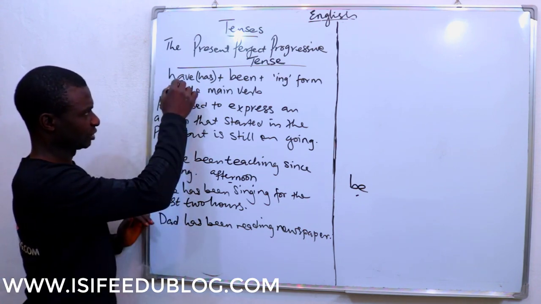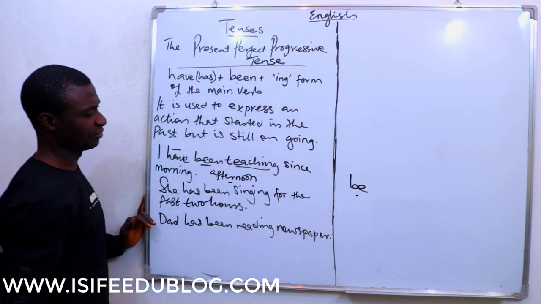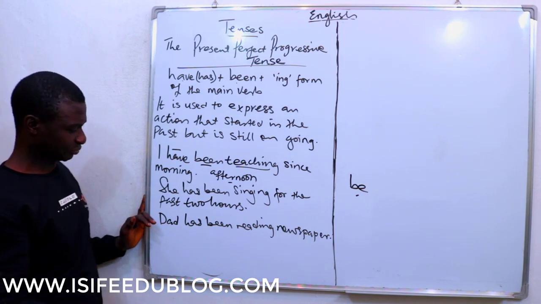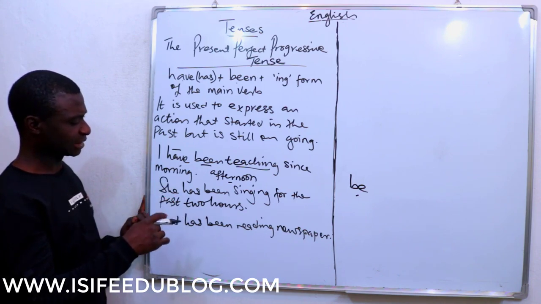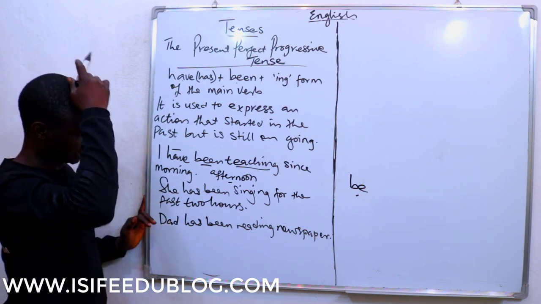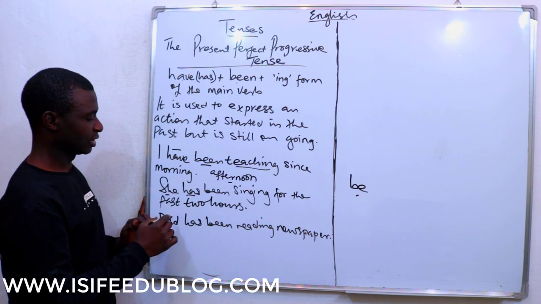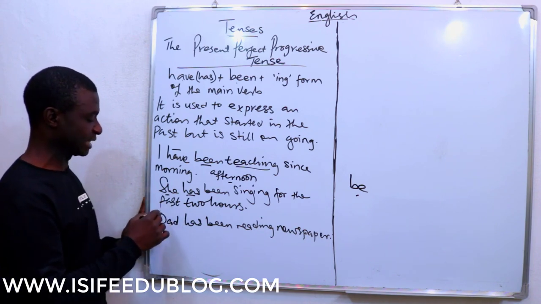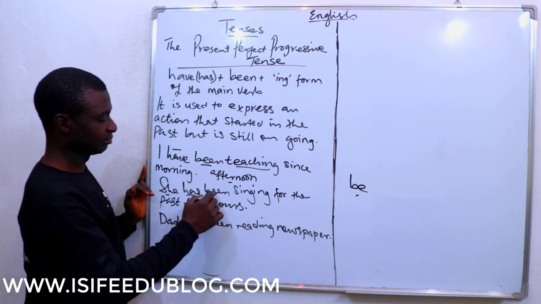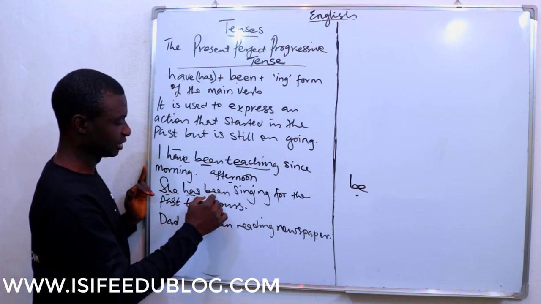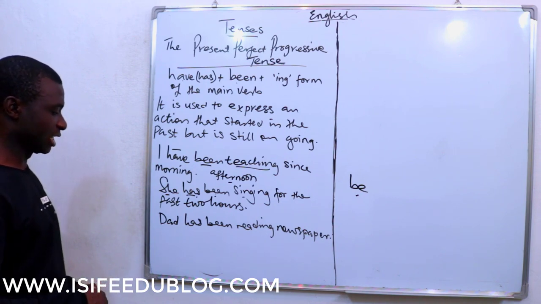Have, as you can see, been, then teaching is the main verb in the ing form. She has been singing for the past 2 hours. Has, because we're looking at she, the third person singular form of this pronoun. So she has been singing. Now, has been singing is the main verb in the ing form, for the past 2 hours.